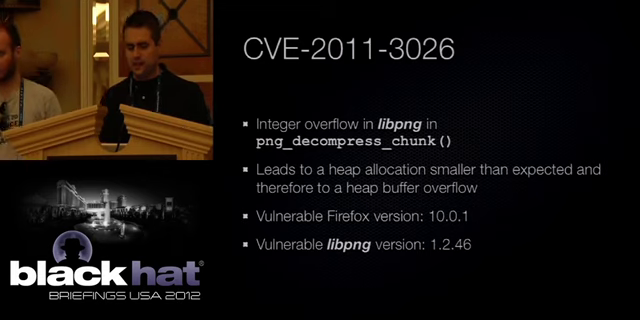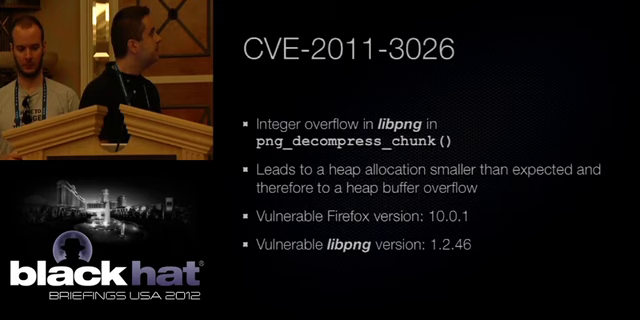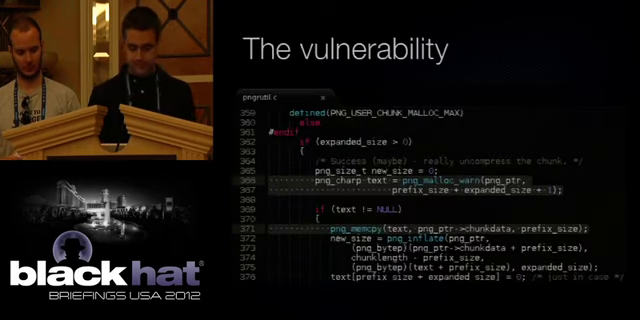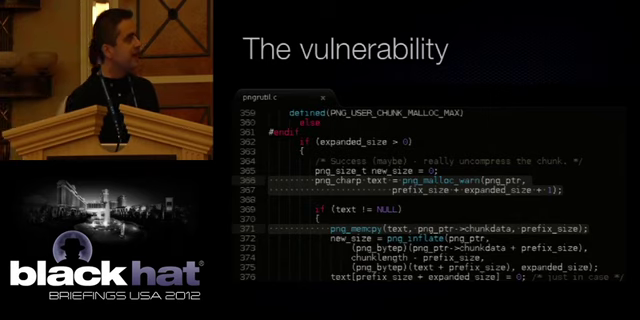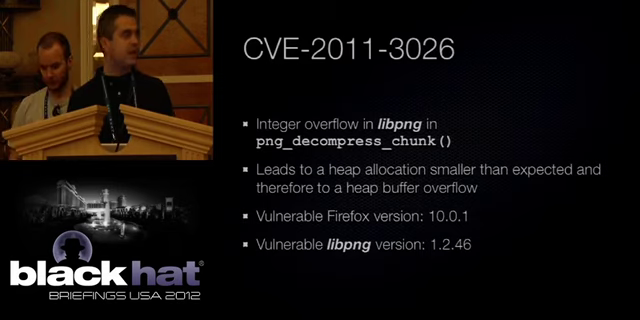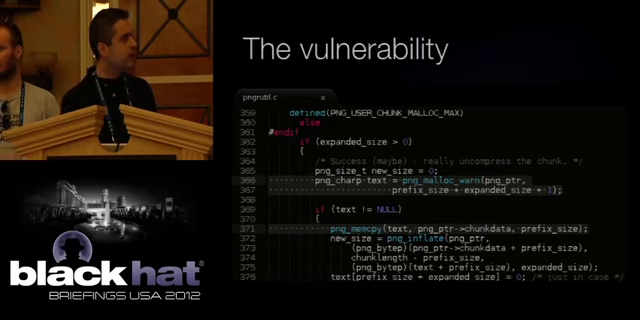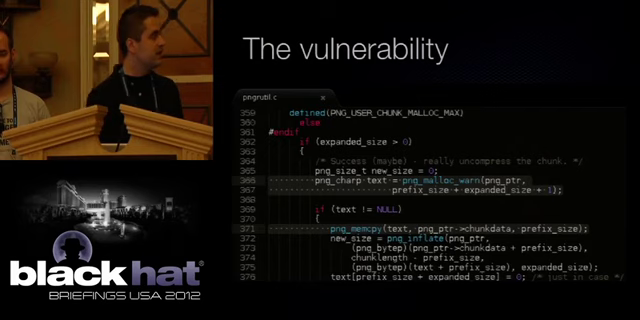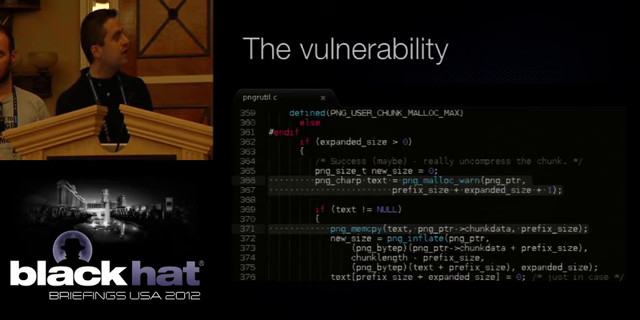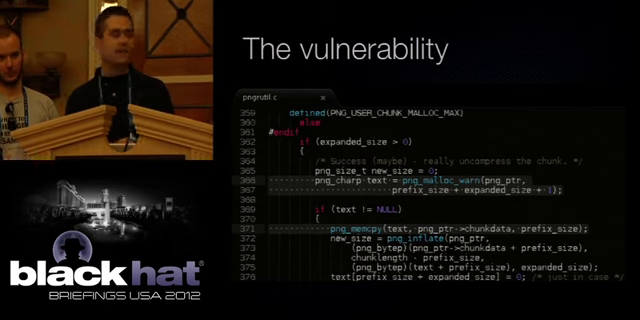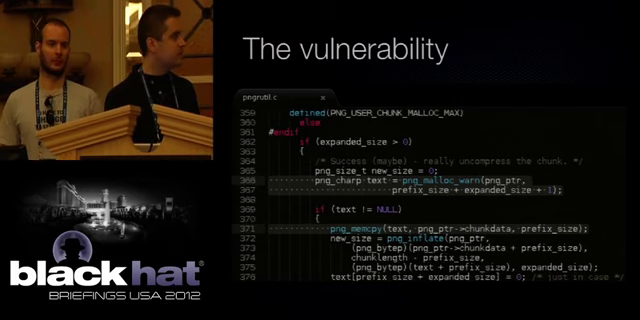So that's some code from libpng that has the bug. Here is the vulnerable malloc call. We control prefix size and expanded size through the PNG file, and we can make this overflow. By overflowing it, we control the size that is actually allocated by malloc. And therefore, we control not the exact address that this region has, but we control which run this region is allocated on, based on its size.